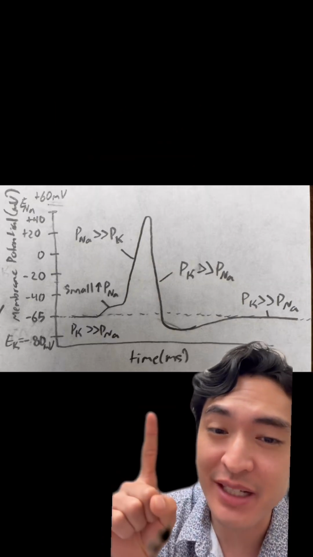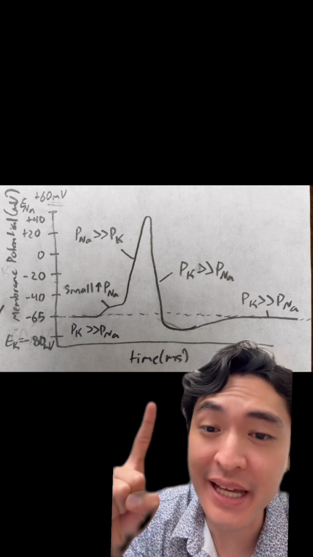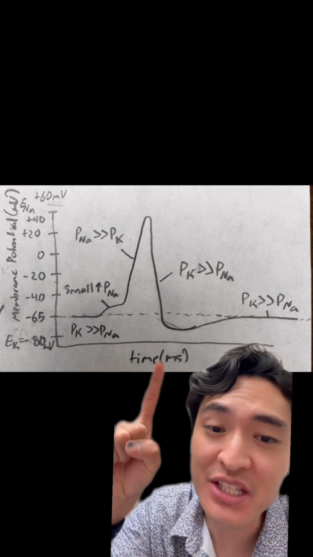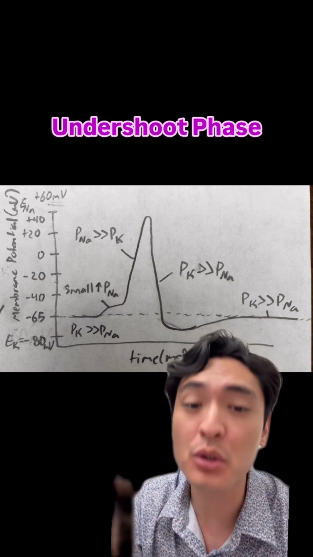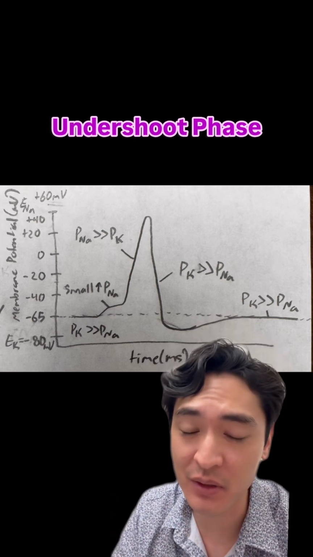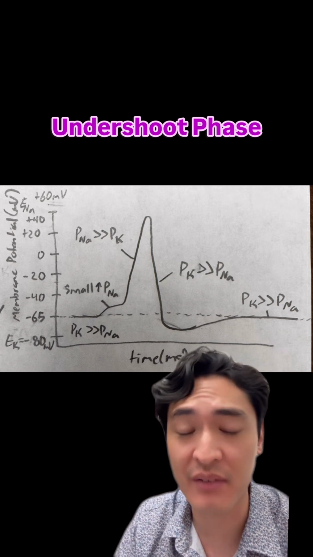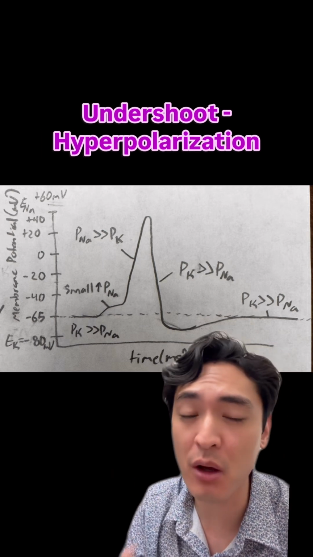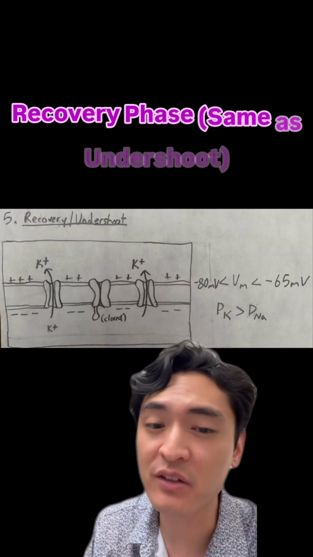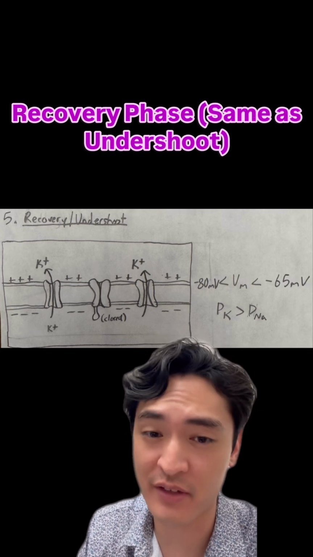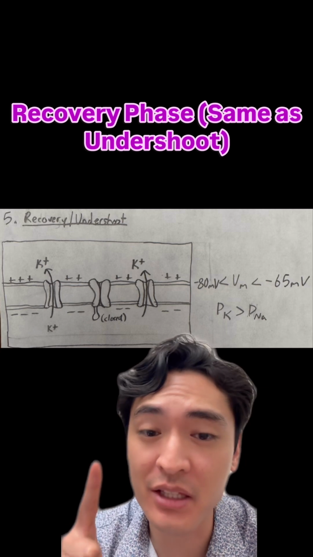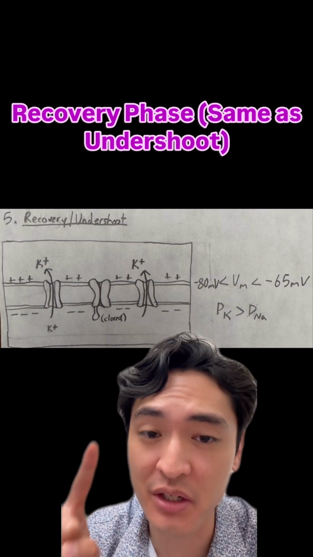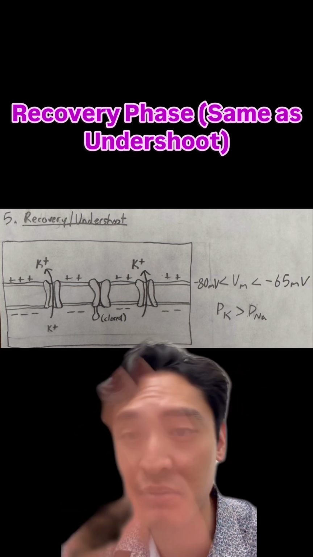As you'll see in this diagram, though, it actually goes a little more negative than negative 65. This is called the undershoot. Too much potassium leaves the cell and it becomes too negative, around negative 80 millivolts instead of the ideal negative 65 to 70. This undershoot period is also called hyperpolarization. This final phase is also known as the recovery phase. You'll see that the voltage-gated sodium ion channels are now fully closed, and the voltage-gated potassium ion channels are still open, allowing that potassium to flow back out.